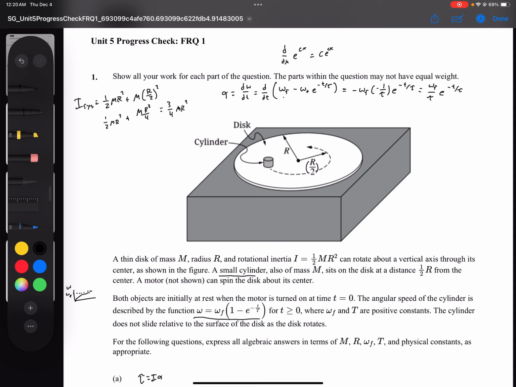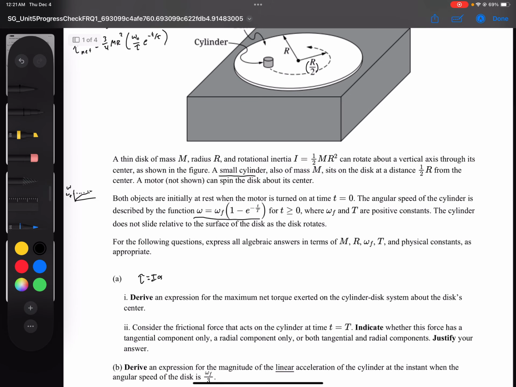All right, so I have an expression for angular acceleration, and I'm going to multiply it by my expression for the moment of inertia. So I got my angular acceleration here, my moment of inertia here, and then I'll put them together to get the torque, the net torque on the system. Now, let's just write the expression. We have 3/4 mr squared times this omega f over tau times e to negative t over tau.